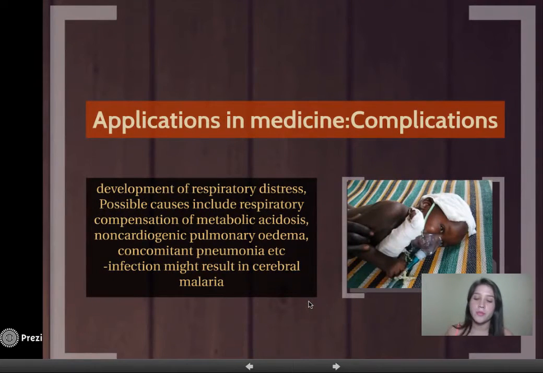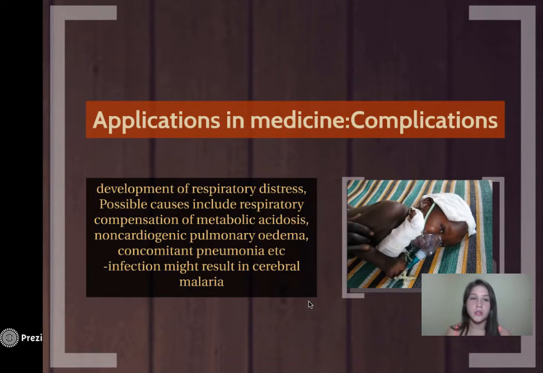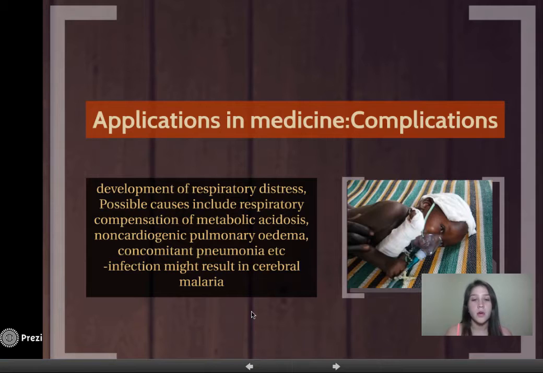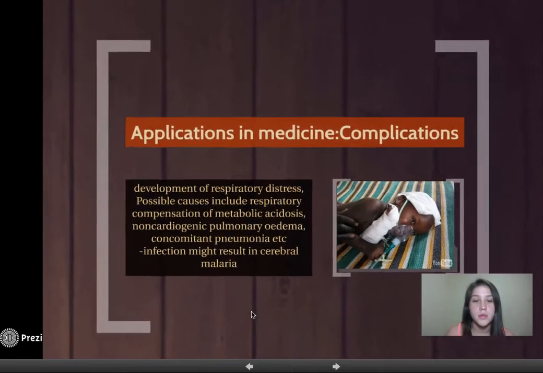So now, during the course of the infection, during the disease, you can have several complications, which include the development of respiratory distress. The possible causes of respiratory distress may include respiratory compensation of metabolic acidosis, non-cardiogenic pulmonary edema, and concomitant pneumonia. If the infection continues and if it's not treated, it might turn into cerebral malaria.